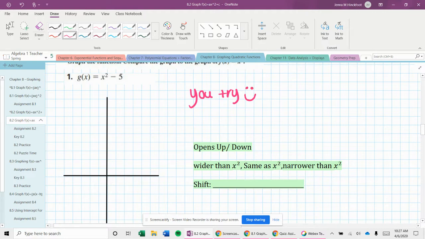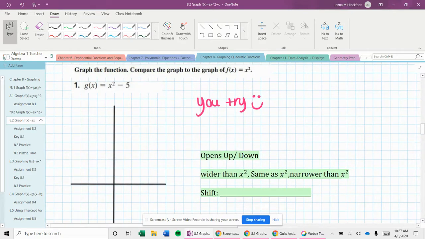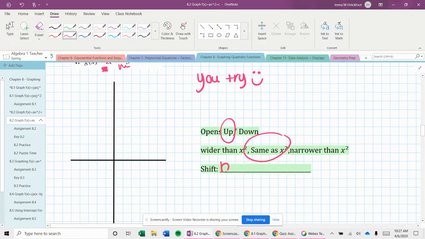So try number 1. Okay, so let's answer these questions. So opens up or down. So remember, that deals with this. So if there's not a negative in the front, it means it opens up. Wider than x squared, same as x squared, narrower than x squared. So remember, if there's no number in the front, it means there's a 1. So if a is 1, it's the same as x squared. Your shift deals with this part right here. So because you're subtracting 5, you're going down 5.